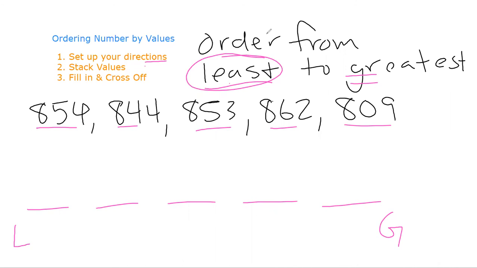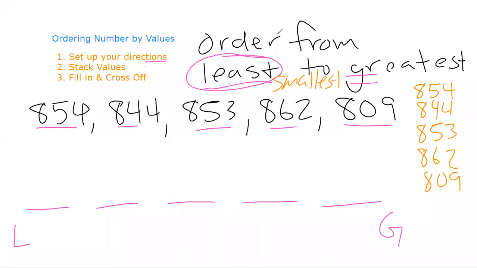Okay. And then we are going to stack our values. So this is going to help us look at what we got. So I have 854, 844, 853, 862, 809. So I'm looking for least. I'm looking for the smallest, right? That's what this least means. It means the smallest value to put in first over here.